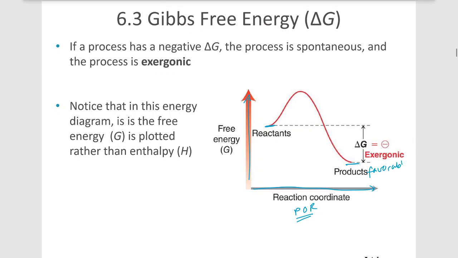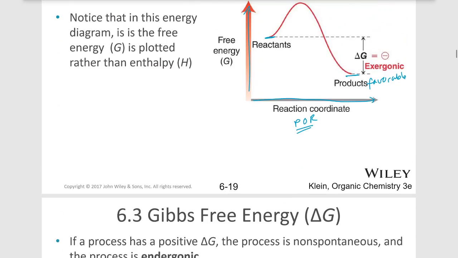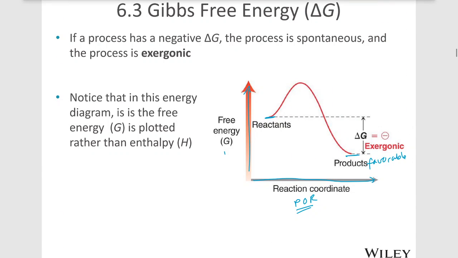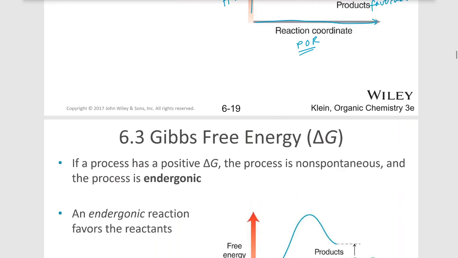So most exothermic reactions are favorable, but not all. We're going to see that we can have a competition there. But exergonic reactions are always favorable. So we don't have enthalpy. We don't have H on this axis, okay? We've got G. We're representing free energy rather than enthalpy on the y-axis.